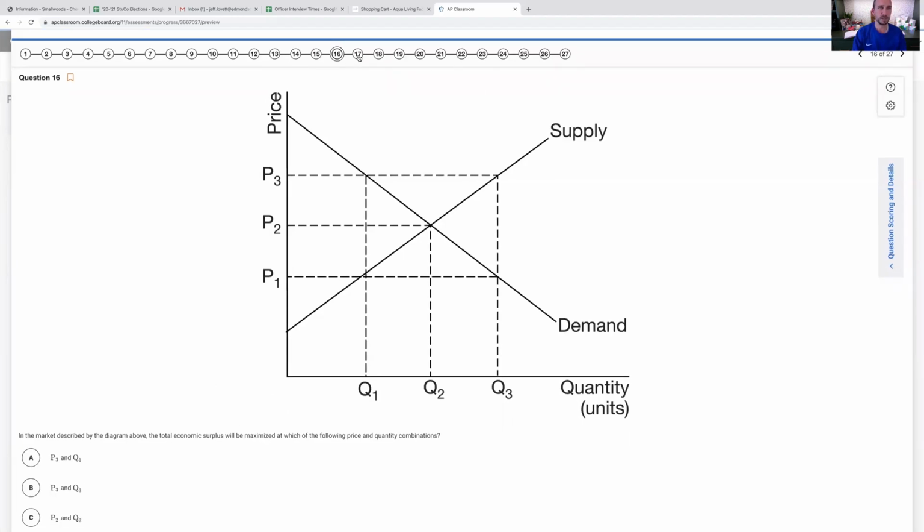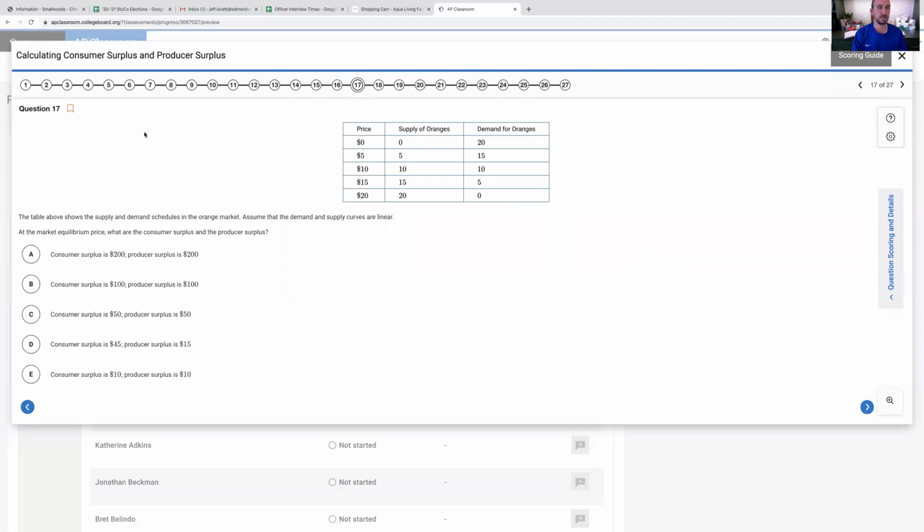Okay, number 17. Back to some math here. This says the table above shows the supply and demand schedules in the orange market. Assume the demand and supply curves are linear. At the market equilibrium price, what are the consumer surplus and producer surplus? I don't think this is very difficult. What makes it seem difficult is that you don't have a graph to look at, right?